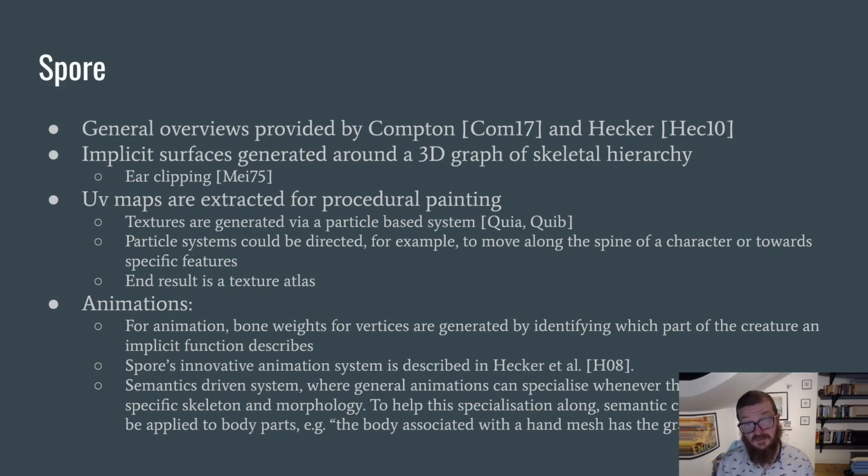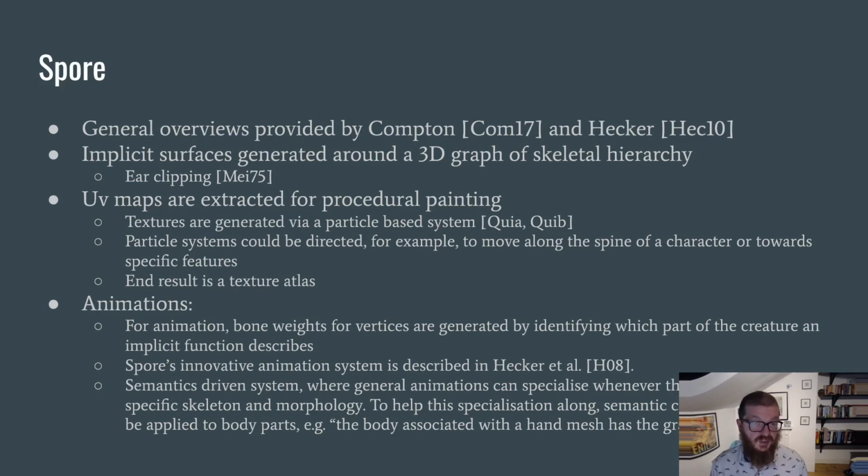Spore's art director Quigley wrote a couple of blog posts on the texturing system of Spore. Quigley drew a set of creatures with example textures that the team wanted to be able to reproduce using the texturing system. Quigley goes on to describe the system, which ended up using particle systems where particles act as virtual paintbrushes, painting the surface of a creature as the particles move. The system included a certain amount of artistic control, so particle systems could be directed, for example, to move along the spine of a character or towards specific features.